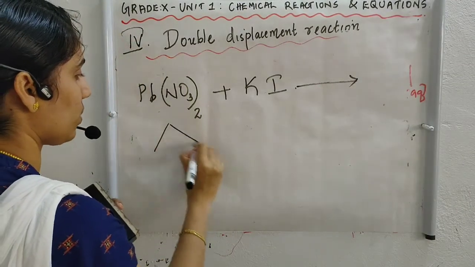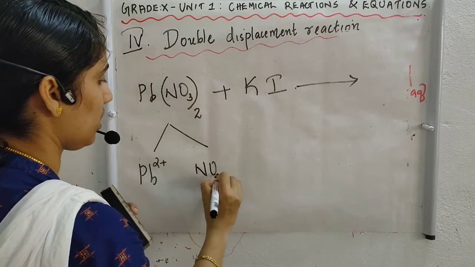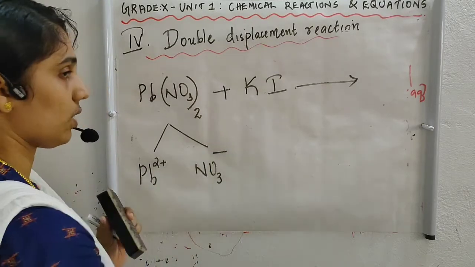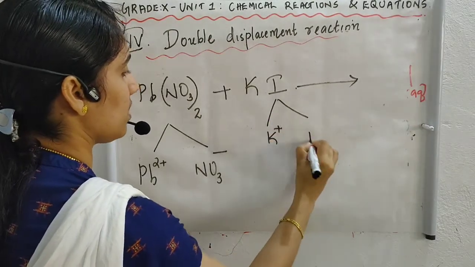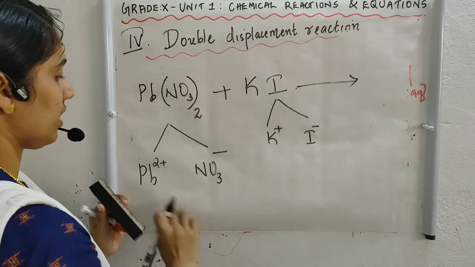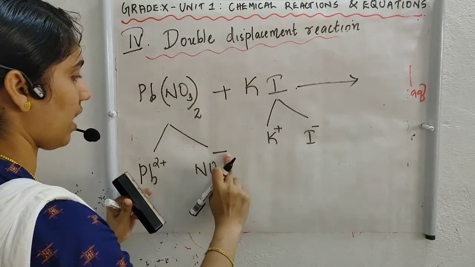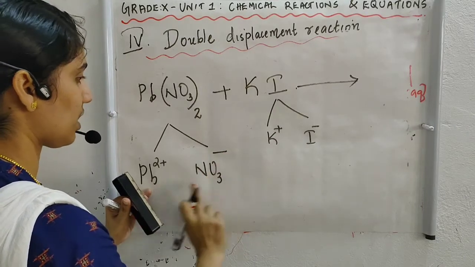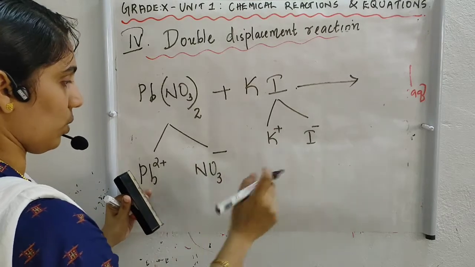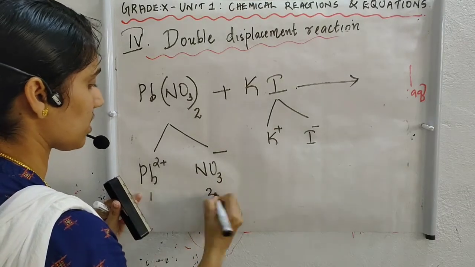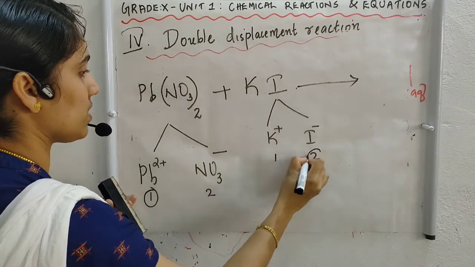So we know the ions here are Pb2+ and NO3-. Then here the ions are K+ and I-. So they will exchange their ions. That means Pb2+ will combine with the anion of the other compound, and they will exchange the ions. Here this is the first ion, this is the second ion; here the first ion, this is the second ion. So the first will combine with the second of this one.